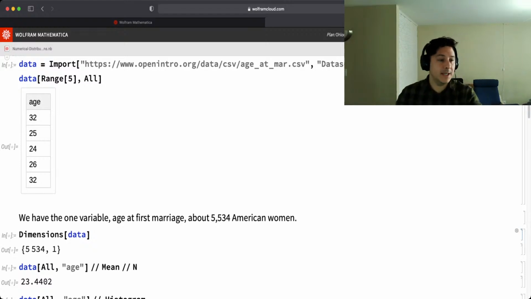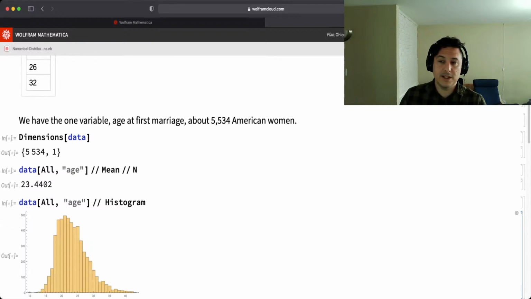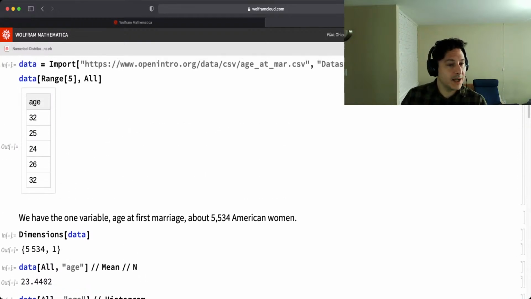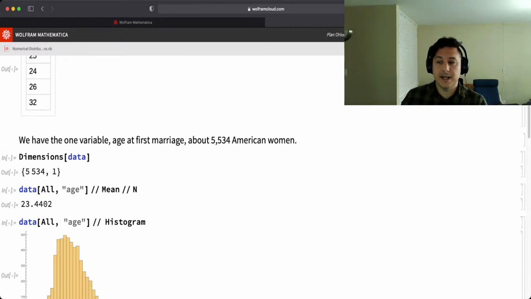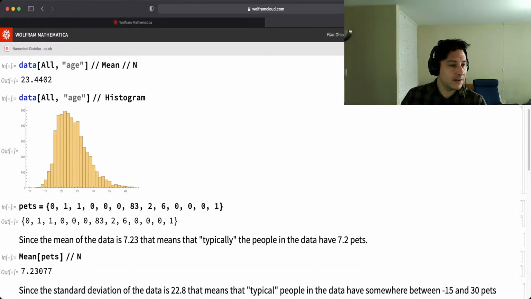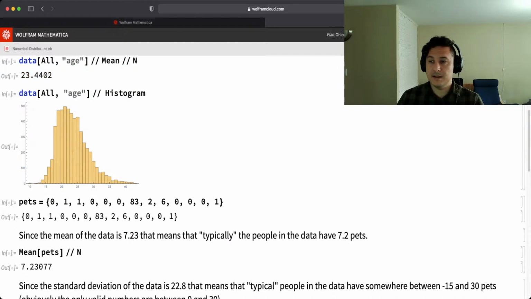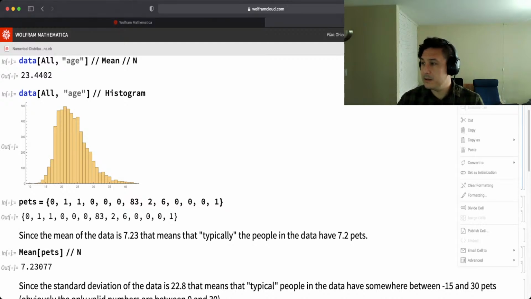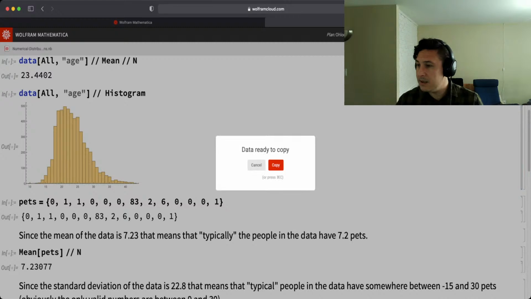remember we looked at the age at marriage data set? Like, we looked at how old women were when they first got married. So we're going to go back to that data set. It's right here. So I'm going to copy this data. Or actually what we're going to do is copy it and look at it. So I'm going to go copy.